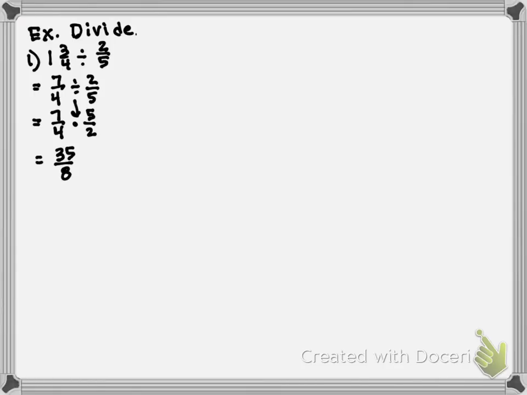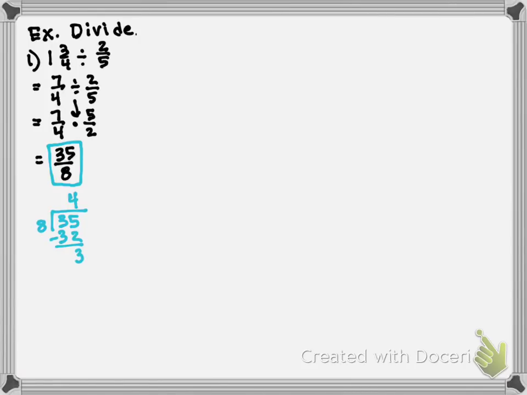Now, we've talked about this before. This answer is a perfectly good one as long as it's not a word problem. If, however, you want to convert it, remember it goes like this. The 35 is being divided by the 8. 8 goes into 35 4 times, which is 32, with 3 left over.